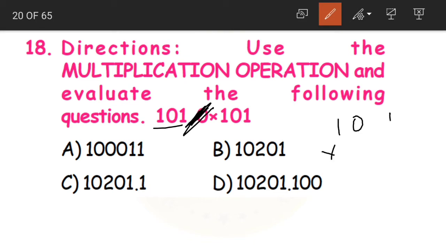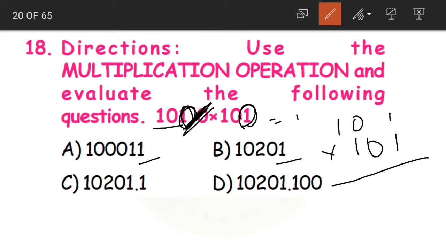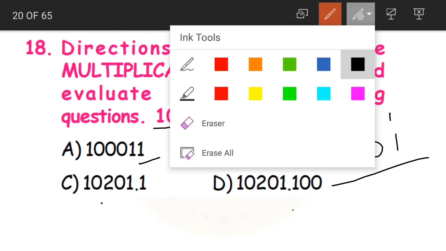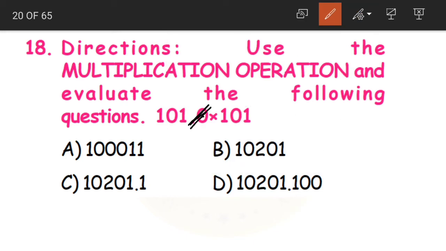So 101 into 101. Now as I said, first let us see by multiplying the units digits. 1 ones are 1. If you look at the options, option A and option B both have 1 in the units place. So we need to solve this. We cannot directly mark the correct answer. Why not option C and option D? Now see, what did I say? 101.0 is nothing but 101 only. Now when we have no decimal points in the question, how can there be a decimal point in the answer?